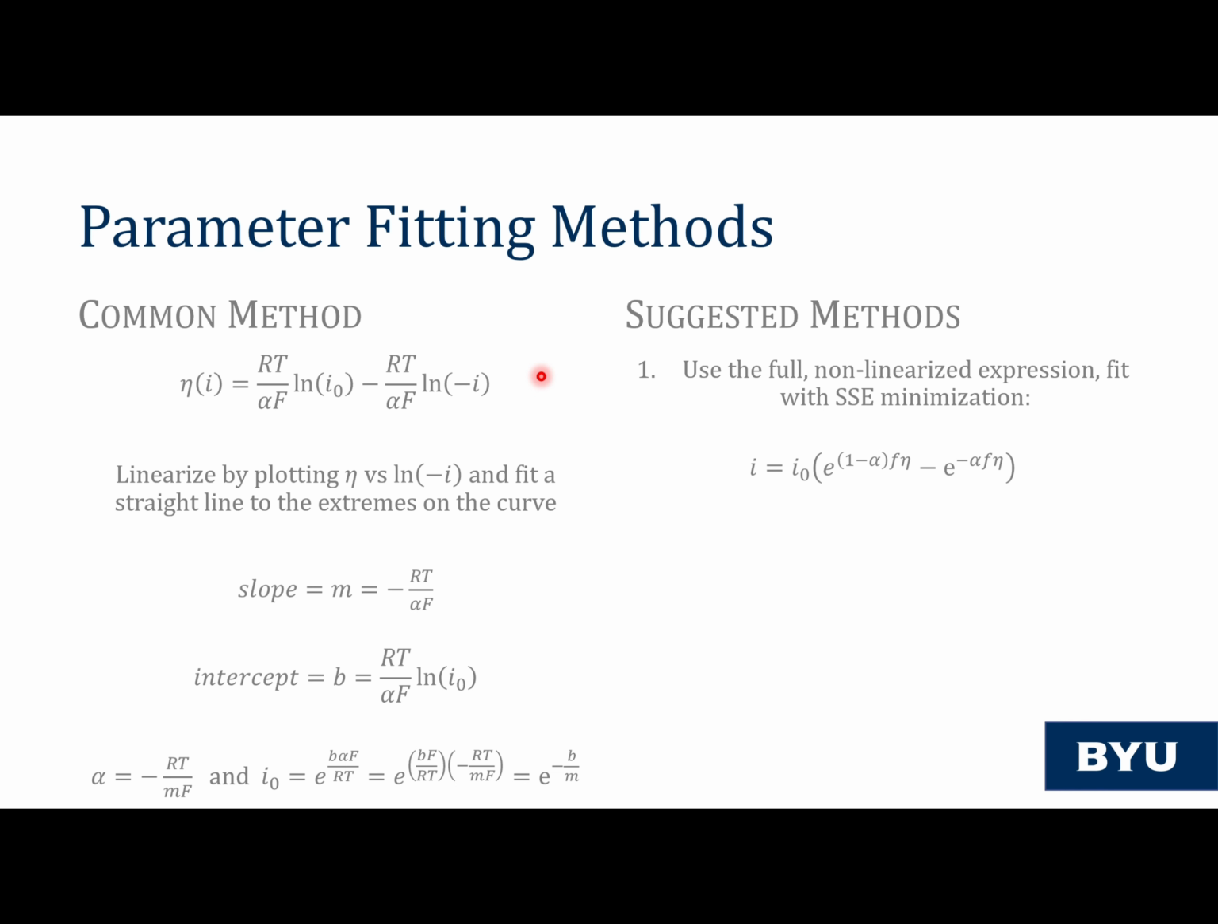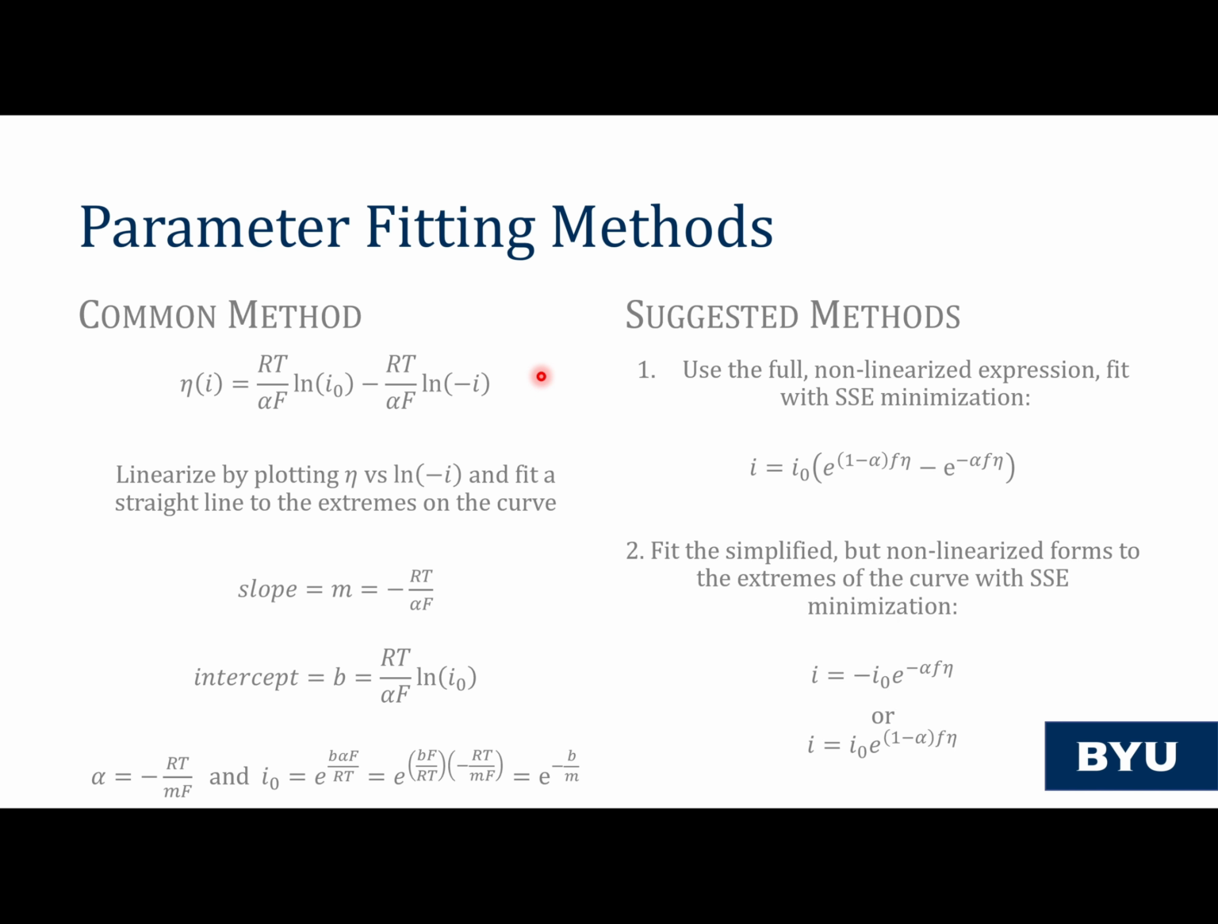And so my first suggested method is just to use the full non-linearized expression for the Butler-Volmer equation and fit it with a sum squared error minimization. So that's my first suggestion. And then as a second suggestion, you could fit the really high overpotential data, the very negative overpotential data, like with the linearization method, but just don't linearize it. Just keep it in its exponential form.